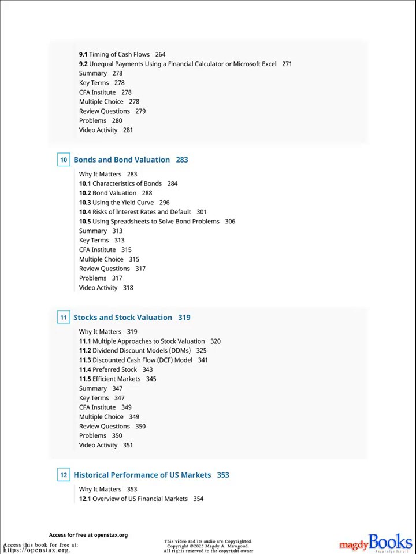Summary. Key terms. CFA Institute. Multiple choice. Review questions. Problems. Video activity. 11. Stocks and stock valuation. Why it matters. 11.1. Multiple approaches to stock valuation. 11.2. Dividend discount models, DDMs. 11.3. Discounted cash flow, DCF, model. 11.4. Preferred stock. 11.5. Efficient markets.